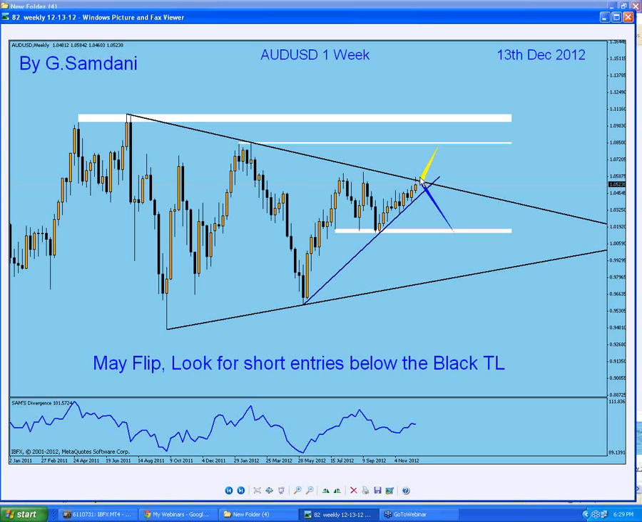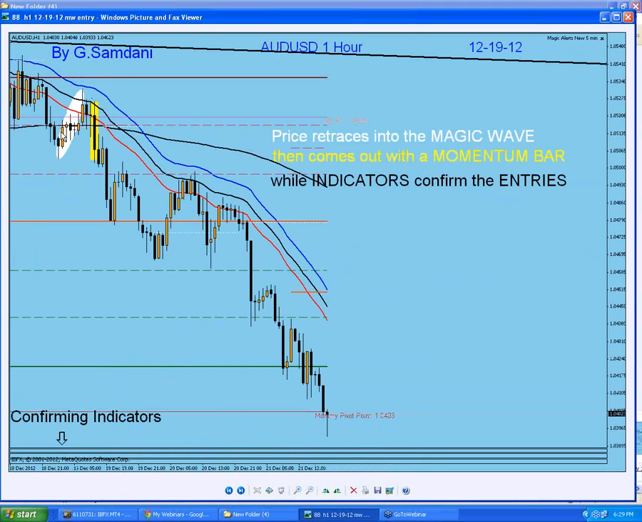So my scenario was that if we break this black trend line, then we will go up to this high. This would be the target to the upside. But if we start pulling back, then we will come down to this. This is why I said my preference was that we were probably going to come down. That's why I wrote may flip, look for short entries below the black teal. And what happened? I found a short entry below the black teal.